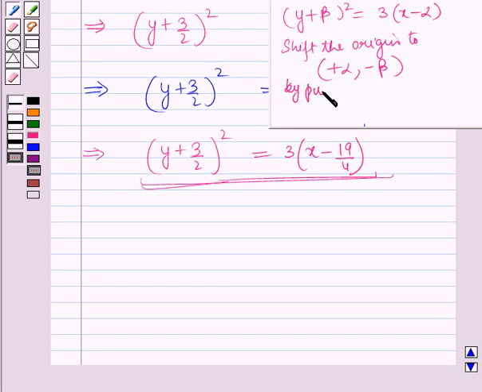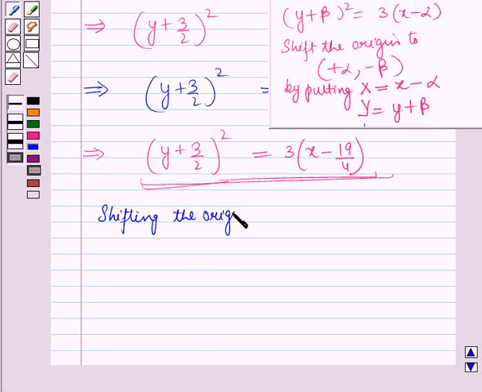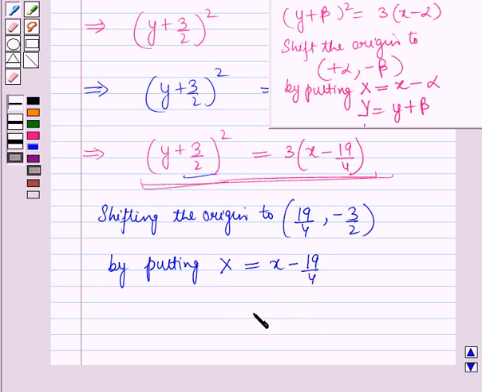by putting capital X is equal to x minus alpha and capital Y is equal to y plus beta. So we are shifting the origin to plus alpha, which is 19 by 4, and minus beta, which is minus 3 by 2, by putting capital X is equal to x minus 19 by 4 and capital Y is equal to y plus 3 by 2.